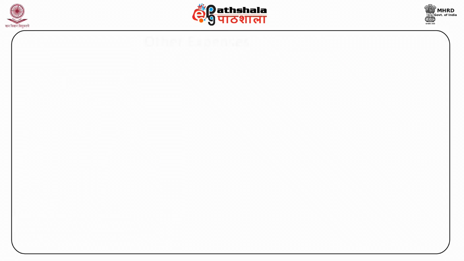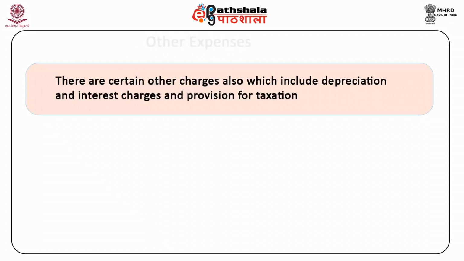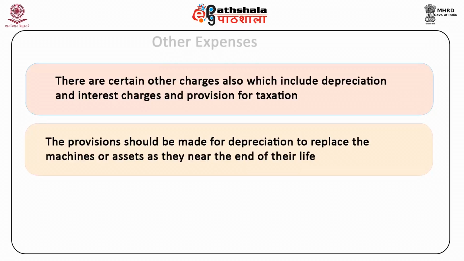Other expenses. There are certain other charges also which include depreciation and interest charges and provision for taxation. The provisions should be made for depreciation to replace the machines or assets as they near the end of their life. This provision can be made either on straight line basis or written down value method. This provision is later adjusted as per the income tax rates for the purpose of taxation.